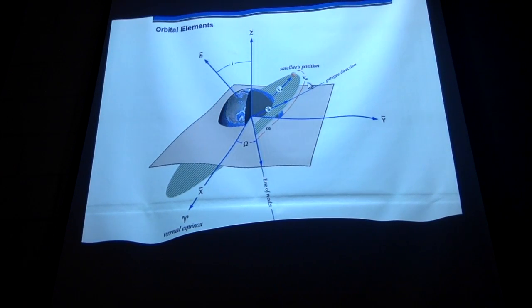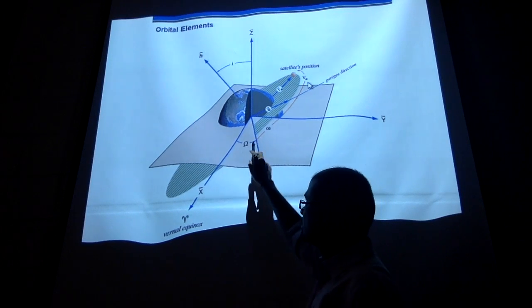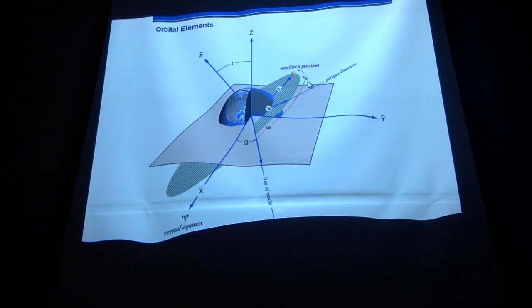Now, what I want you to look at is there are three more elements here. This is the first of those other three elements. This capital omega is called the right ascension of the ascending node. If you become a space engineer, they'll tell you the RAN direction. What is right ascension of the ascending node? You see that? It's an angle.